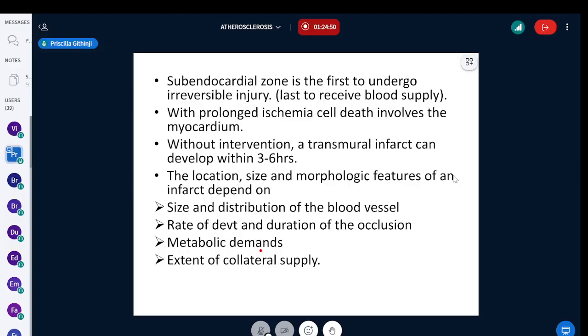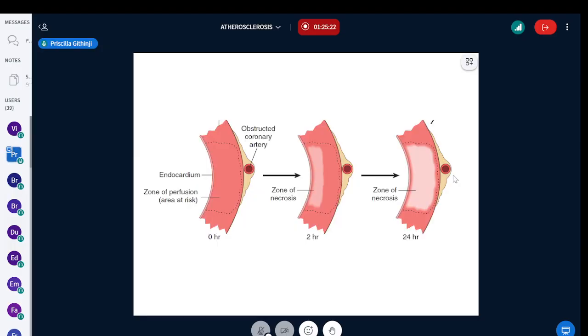For example, the left ventricle, which is charged with pumping blood to the rest of the body, has a higher demand. Also, is this patient hypertensive? Is this patient pregnant? So what are the metabolic demands of the patient who's undergoing this condition? Then what is the extent of collateral supply? Are there other alternative blood supplies, so that even if you occlude a blood vessel, there is an alternative blood supply, which I'll discuss.